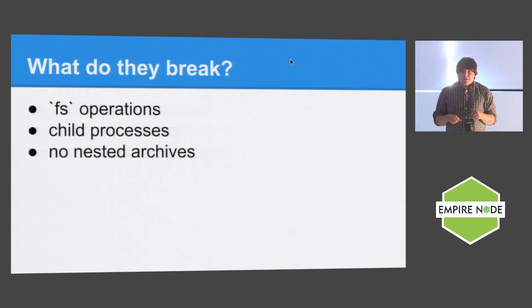If you're in an archive, trying to read the directory you're in won't work because it's in memory. So file system operations, trying to read a file directly, are not going to work. Child processes, you can't spawn a bash executable with the current working directory as something inside of your archive. It won't make sense to the operating system.